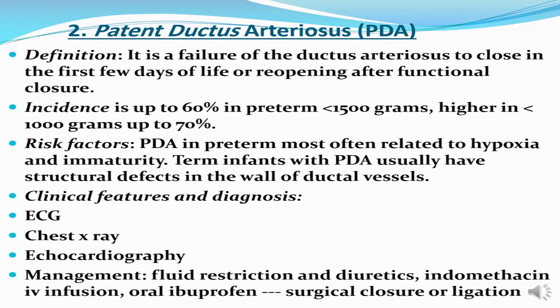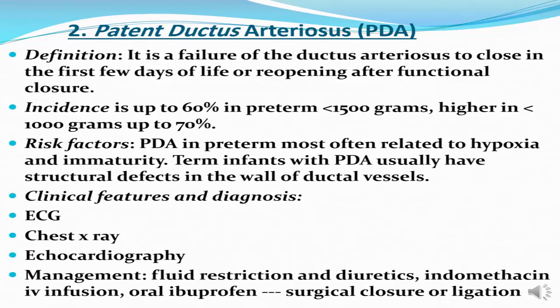Clinical features: the patient is a preterm baby who was stable on CPAP or ventilator, then he started to deteriorate, going more tachypneic, with more respiratory distress. When you auscultate his chest, you find a continuous machinery murmur in the left infrasternal position or in the second intercostal space, and there might be mid-diastolic rumbling, and there might be wide pulse pressure and bounding pulse, which can be felt even in the palms. ECG might be normal in small PDA, while in moderate PDA there might be left ventricular hypertrophy, and in very large PDA there will be biventricular hypertrophy.